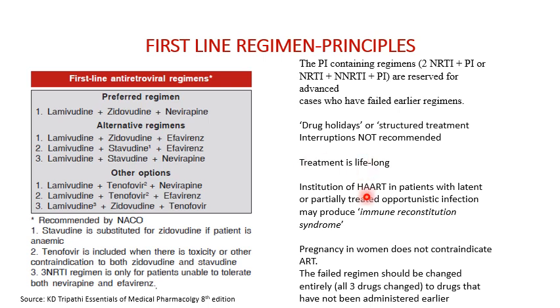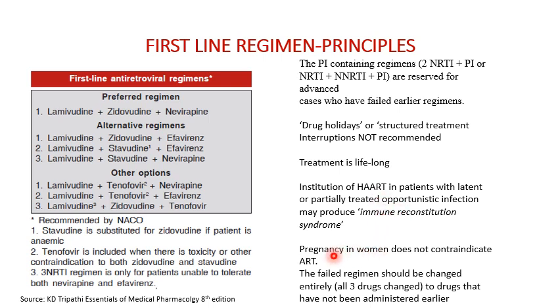And similarly, when you are giving this ART, so HAART means what? Highly active antiretroviral therapy. So when you are instituting ART in patients with latent or partially treated opportunistic infection, which we discussed earlier, suppose the patient had latent tuberculosis, then it can produce immune reconstitution syndrome, okay. Which is called IRIS, immune reconstitution inflammatory syndrome. So you should always keep in mind about the syndrome. So you should first start treating that opportunistic infection before instituting ART, okay, in order to prevent this syndrome.